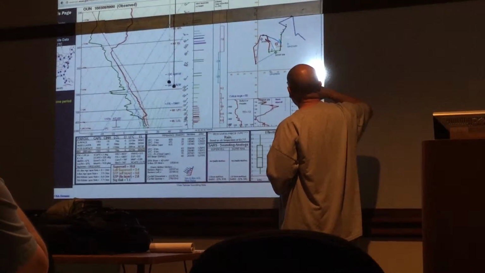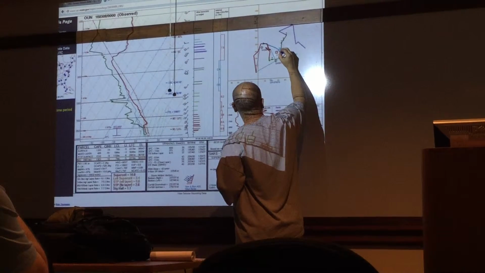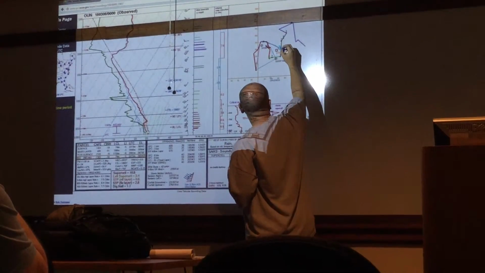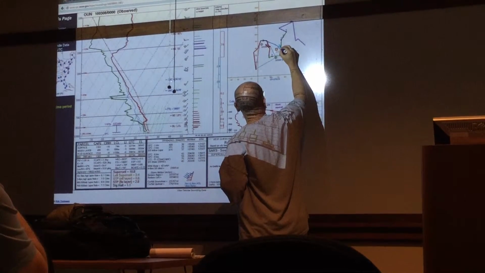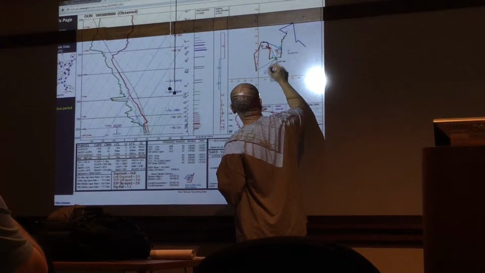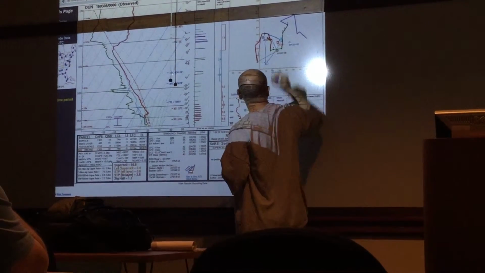And then you would draw in the opposite of your low-level jet, which is southwest at 45 knots. So if I'm at 50 here, just saying, it would be like here, and then there would be your Corfidi vectors.